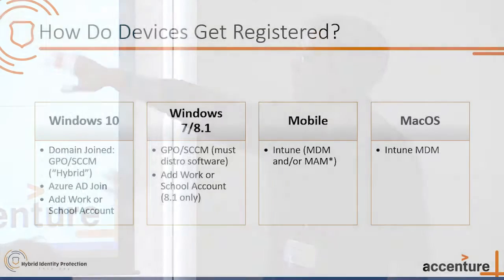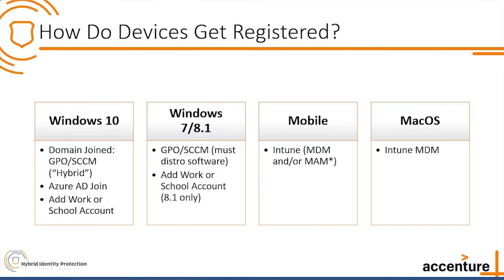Okay. So anyway, this is how stuff gets registered basically. With Windows 10, it's GPO based, and your machines will basically automatically register themselves. Or you can do Azure AD join, or you can do add work or school account, which I recommend you avoid because you cannot get compliance through that. And then there's some other stuff you can do with your down level stuff, and then mobile is Intune, and Mac is Intune through Jamf.